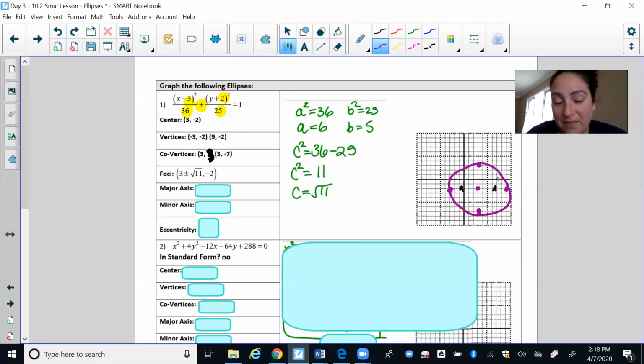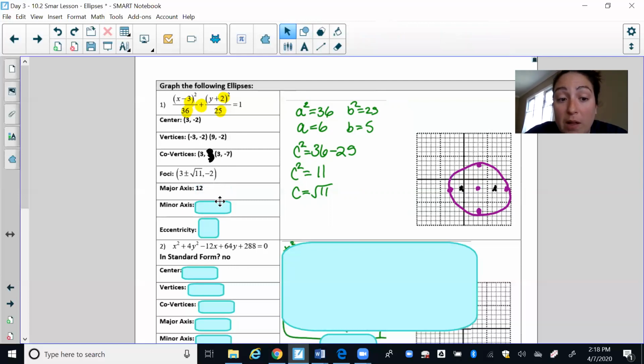The best that you can. Our major axis is the distance between our two vertices. So that's 12 because we went right 6, left 6, so a total distance of 12. Minor axis is 10 because again from our center we went up 5, down 5. And our eccentricity is c over half the length of the major axis. So that will be square root of 11 over 6.